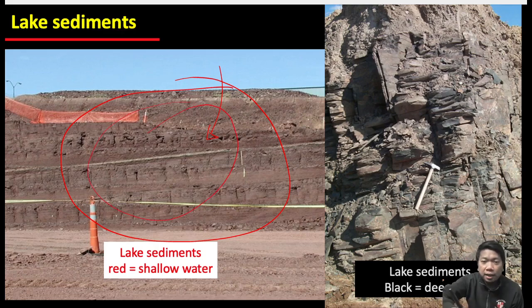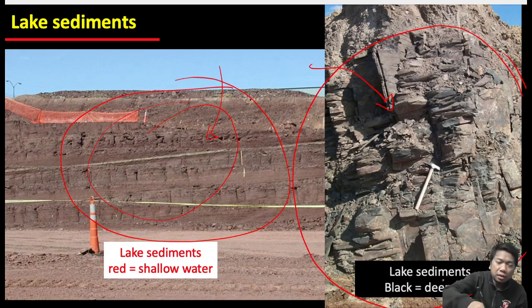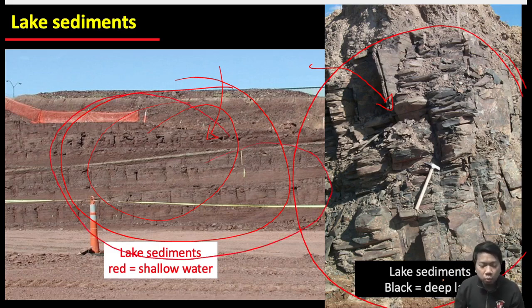Okay, and then what about the ones that are dark in color? That simply indicates that we have a deeper water column. So the oxygen on the surface does not penetrate deep enough into the deeper parts of the lake. So these dark colored shales represent deep water, whereas this red colored shale represents shallow water of the lake.